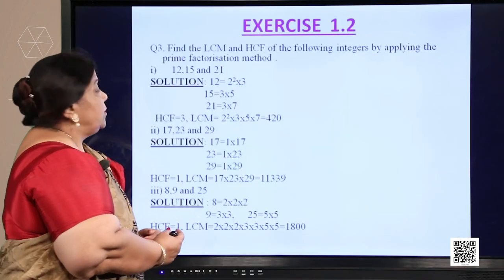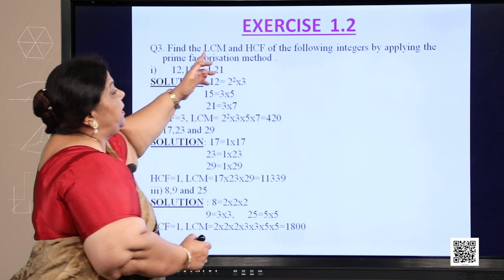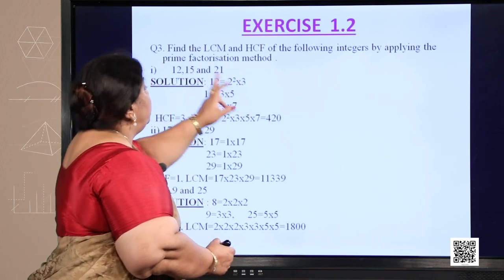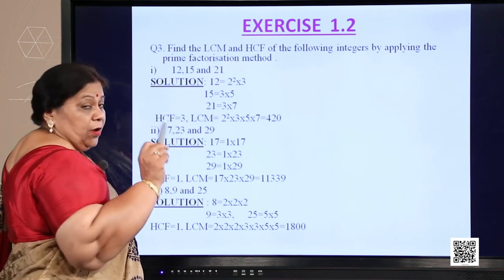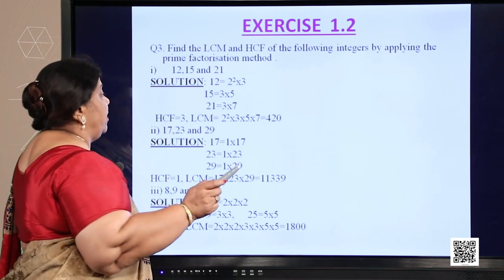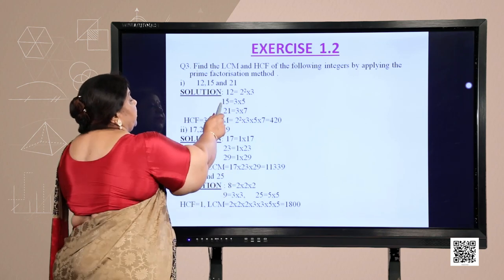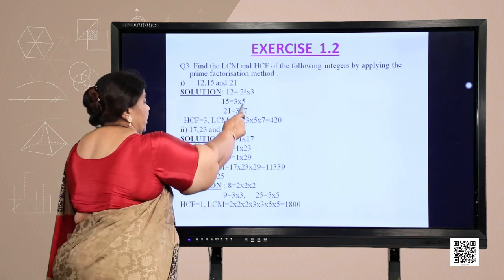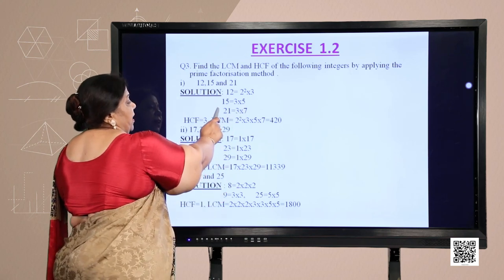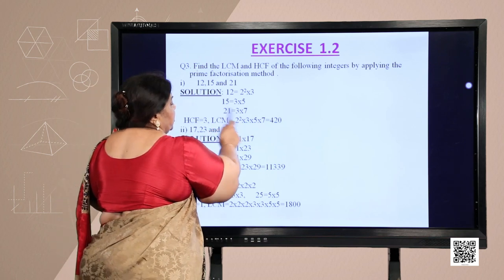So, students, let us look into the next question, question number 3, which says find the LCM and HCF of the following integers by applying prime factorization method. Numbers are 12, 15 and 20. Numbers are very small and very simple. Let us see how I can write 12. 12 can be factored as 2 into 2 into 3 and 15 can be factored as 3 into 5. 20 can be written as 2 into 2 into 5.